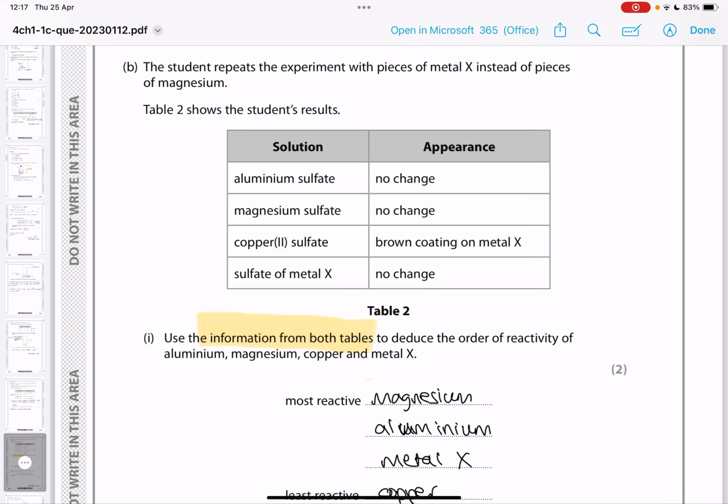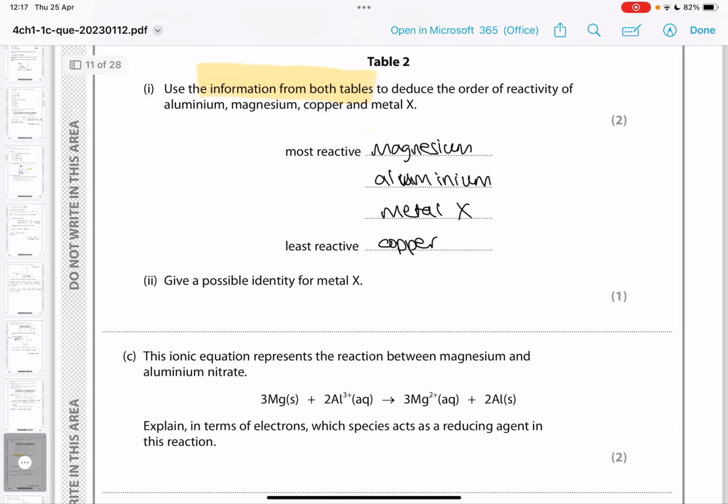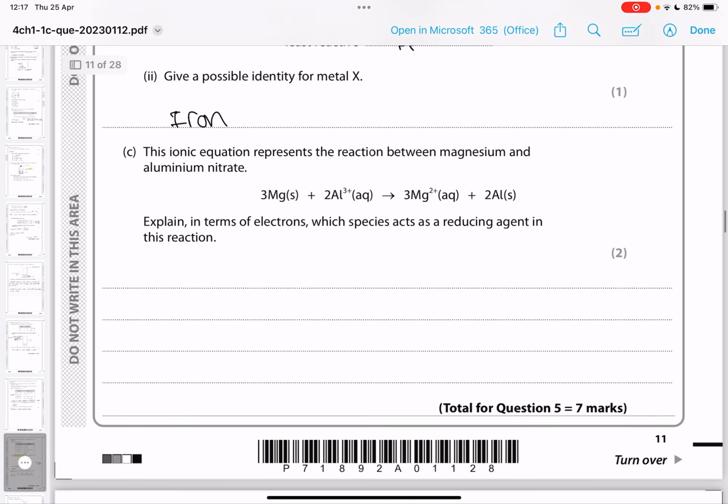Okay, cool. Give a possible identity for metal X. So this does involve you knowing your reactivity series. Between aluminium and copper, there's zinc, iron, tin, lead. Okay, those are the 4 metals. Zinc, iron, tin, lead. So you can choose any of these metals. I'm going to go with iron. So iron is less reactive than aluminium, but it's more reactive than copper. So it could be metal X.